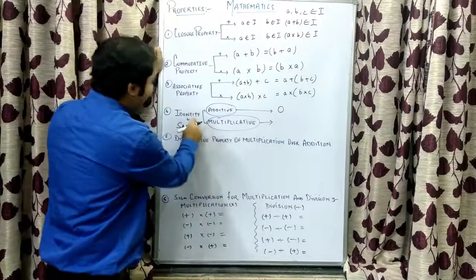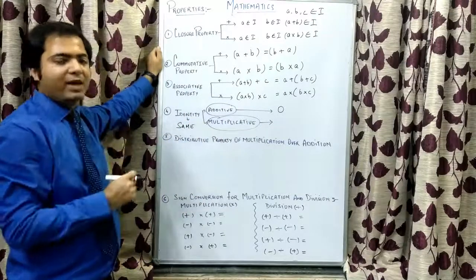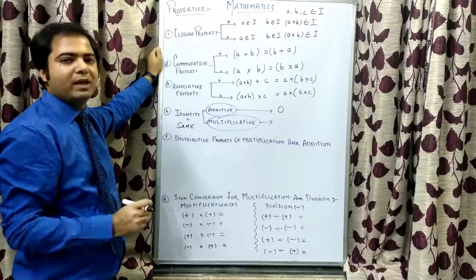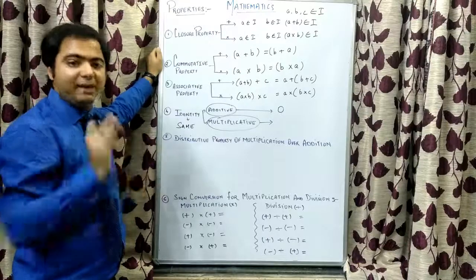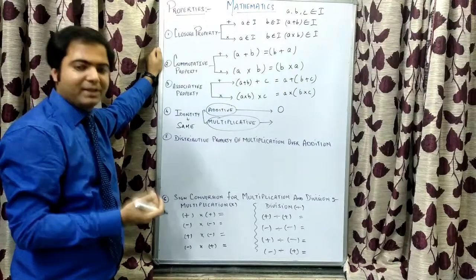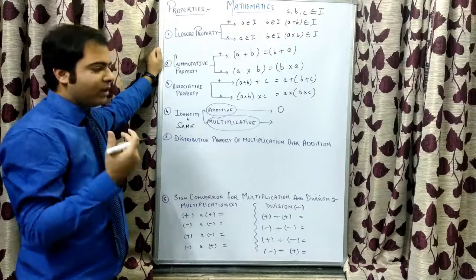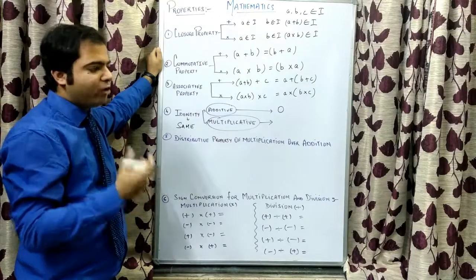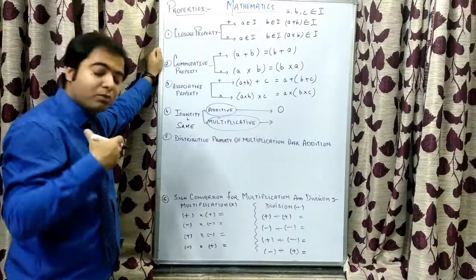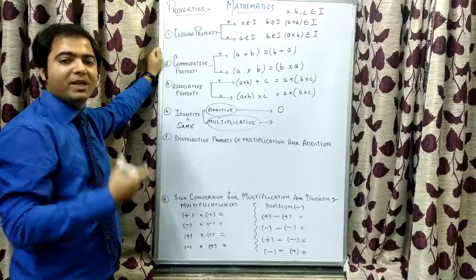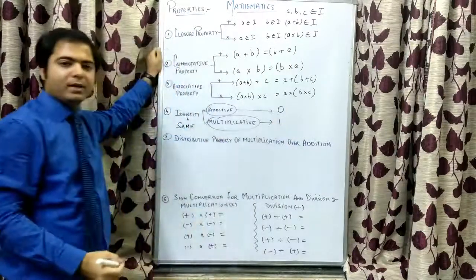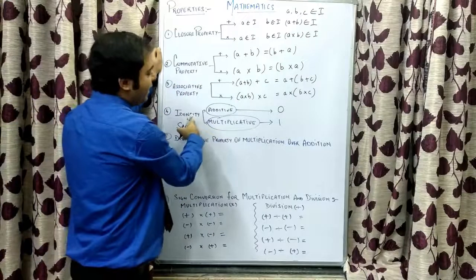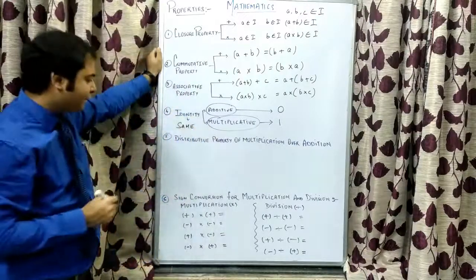Now multiplicative identity. Multiplicative identity says that what we should multiply to an integer so that the integer remains same. Same example we can take. Suppose we want 5 to remain 5 after multiplication. So what we should multiply to 5 so that 5 remains 5? We'll multiply it by 1. Right? So multiplicative identity of an integer is 1.